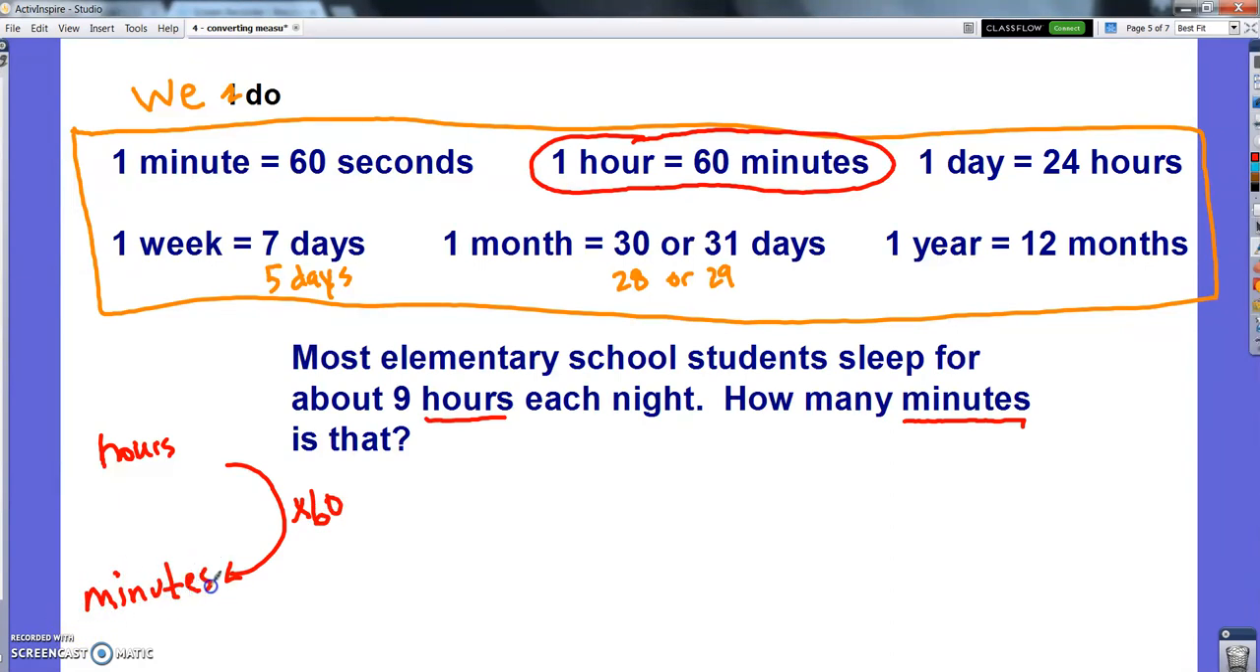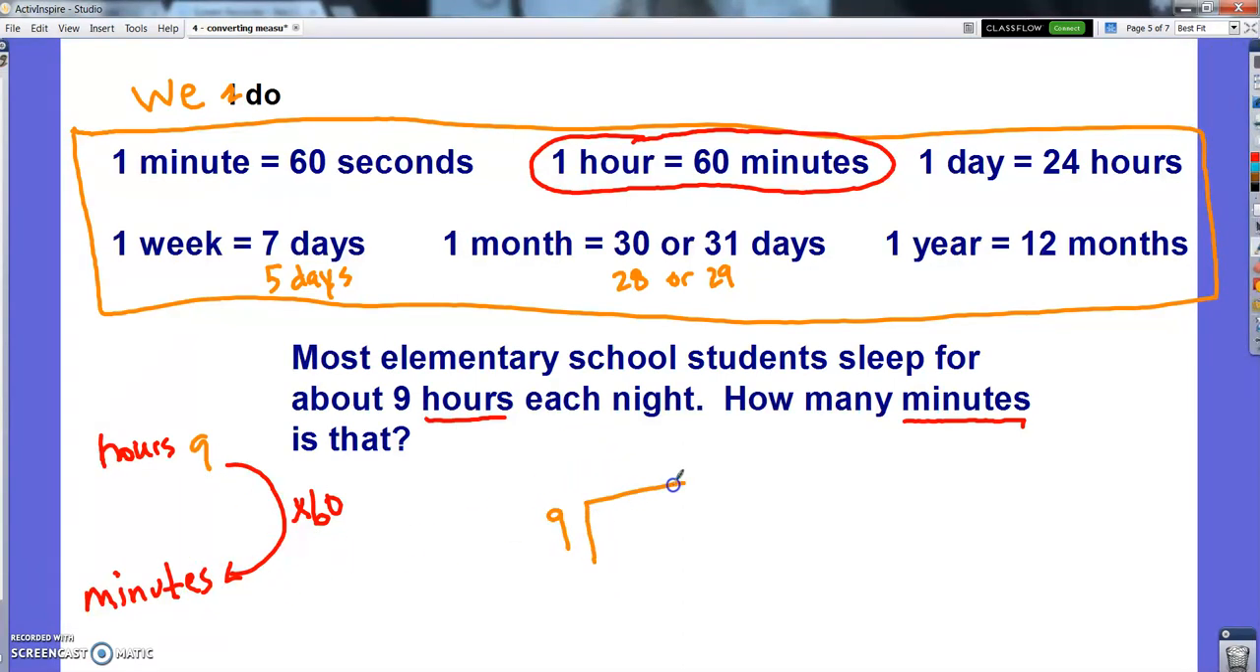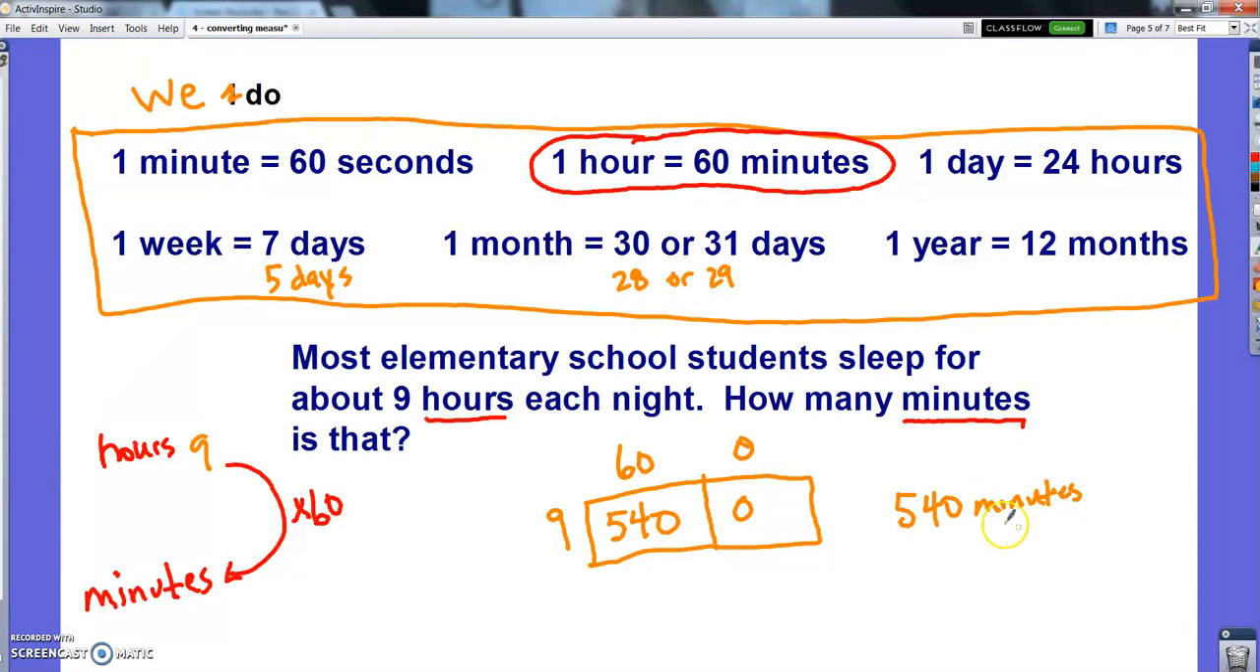And let's see how many minutes you usually sleep. So we're starting from 9. So I have 9 hours, and I want to convert that to minutes. So 9 times 60 is 9 times 6 is 54. And a 0. 9 times 0 is 0. And it looks like the average elementary school student sleeps for 540 minutes each night. All right, that's a 1-step conversion.